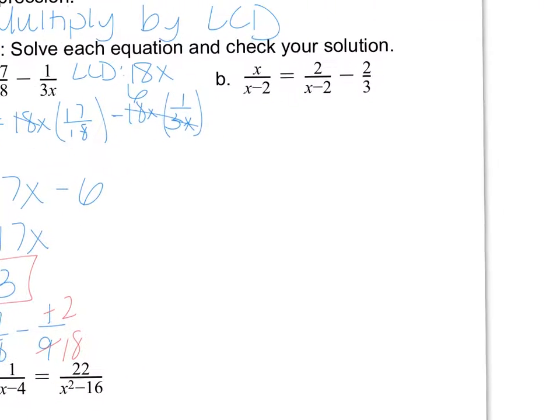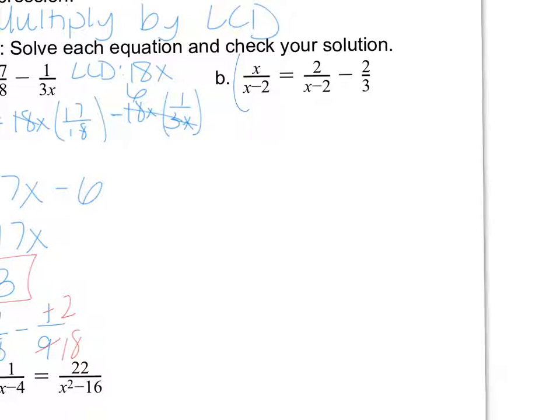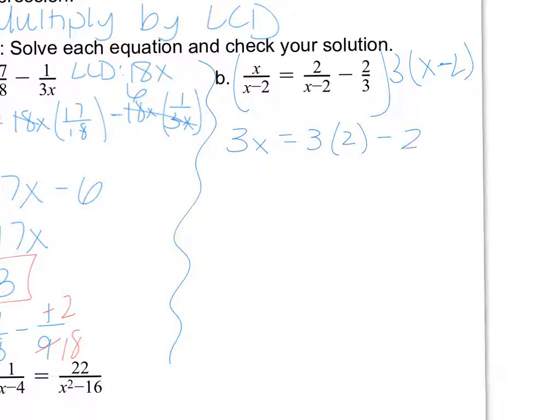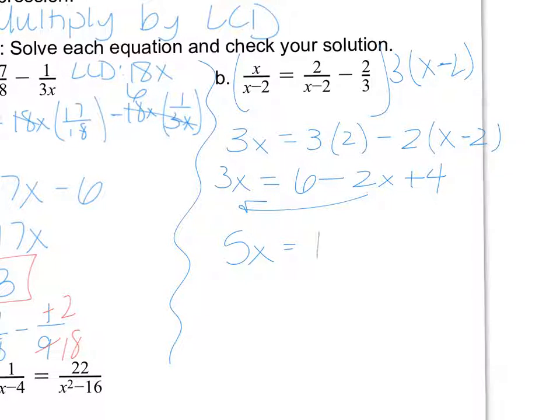For b, my least common denominator that I'm going to multiply everything times is 3 times x minus 2. So since the first fraction has the x minus 2 already, those are going to cancel, and I'm left with 3x. On my next fraction, same idea. The x minus 2 cancels, so I have 3 times 2. And then finally the 3 cancels, and so I'm left with x minus 2. So this is 3x equals 6 minus 2x plus 4. Swing this 2x to the other side and divide by 5, and we get 2.